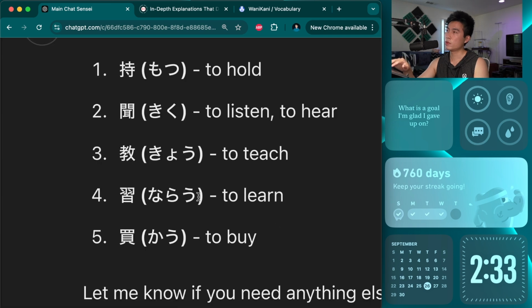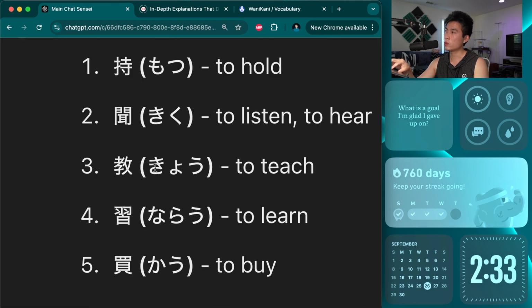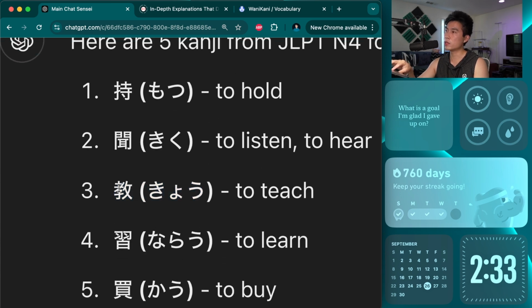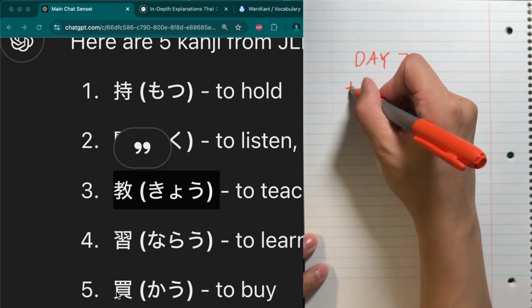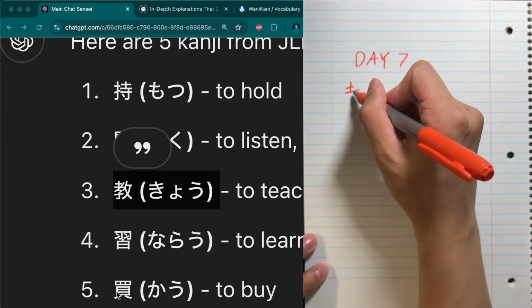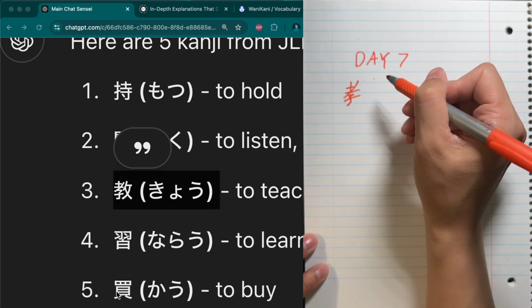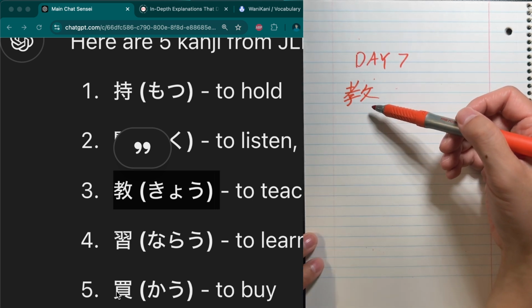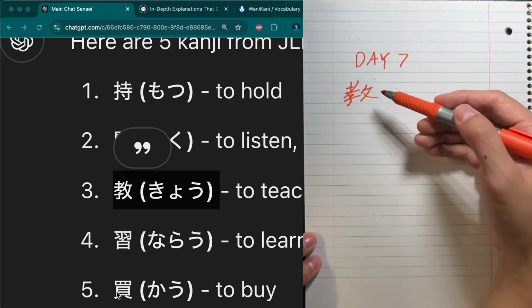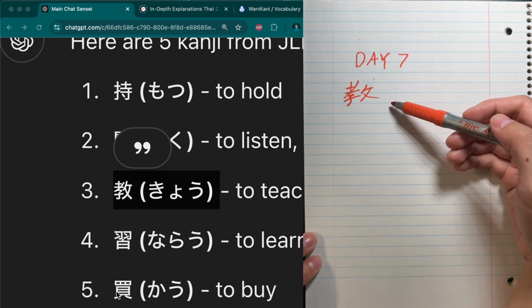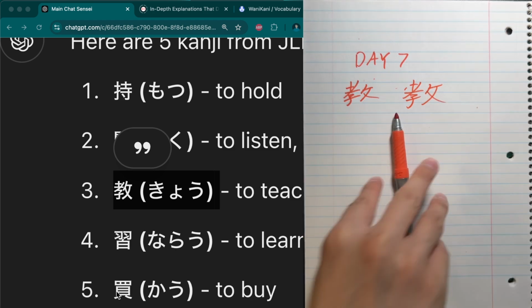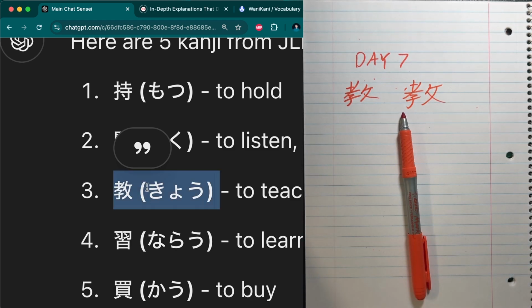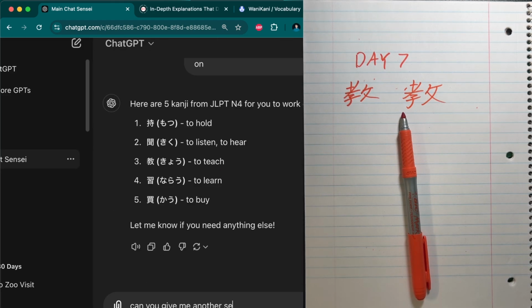Okay. It looks like we already know some of these. Kyo, to teach. But there's so many things with kyo. This is the only new one, but let's write it down. We can finally bring this in. All right, so it looks like there is the earth thing, this little slash with ko. I feel like we've learned this already, like before the break. Oshieru? Yeah, I remember writing this before, so I have done this, definitely. So let's just do a new set. Can you give me another set of 5?